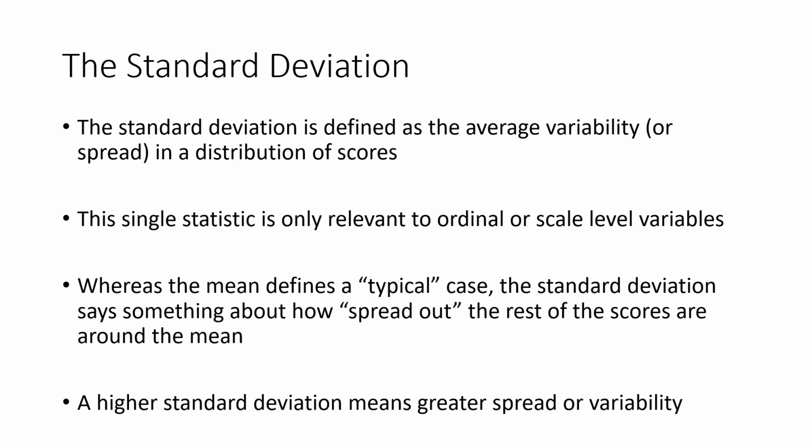So remember, whereas the mean defines the most typical case, the most average case, the standard deviation says something important about how far the rest of the scores are spread out around the mean. So in effect, what the standard deviation is measuring is the extent of variability around the mean. So the higher the standard deviation, the greater the spread or variability of scores around the mean. And similarly, the lower the standard deviation, the lower the spread or variability around the mean.